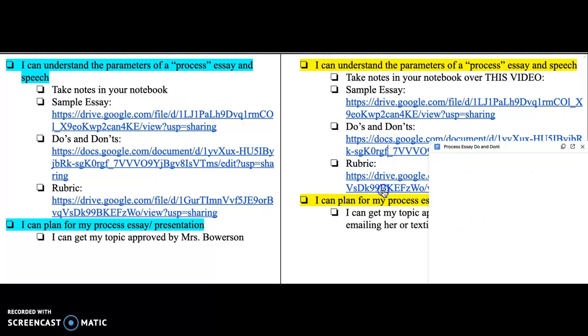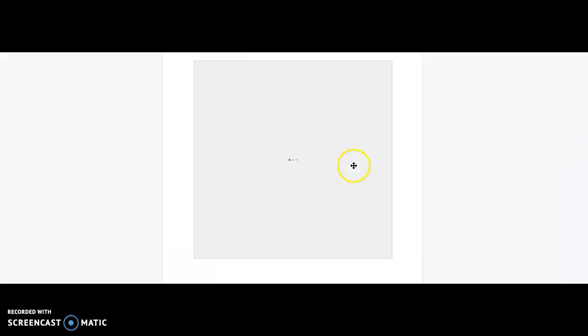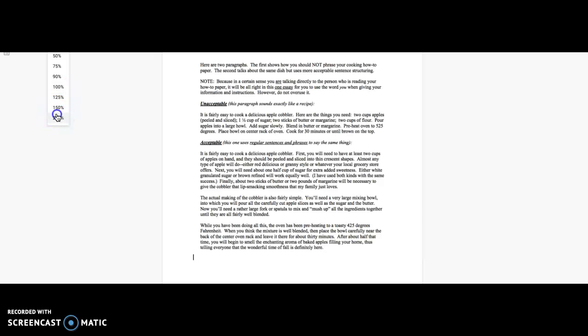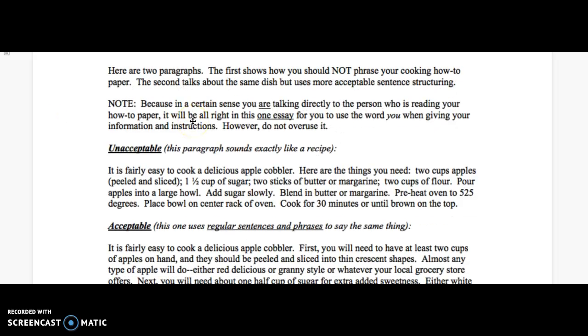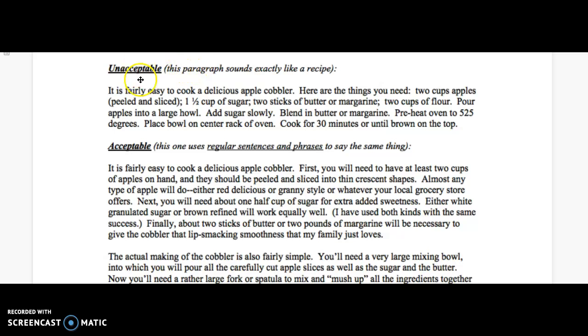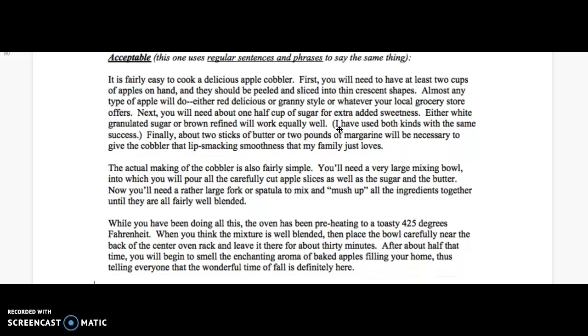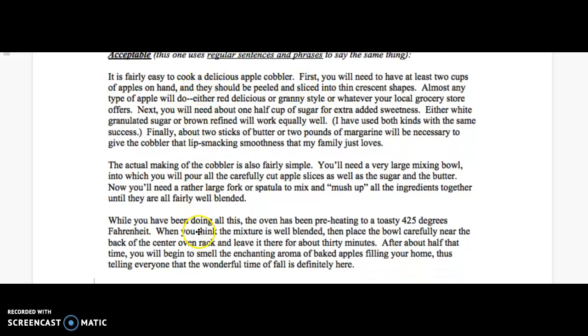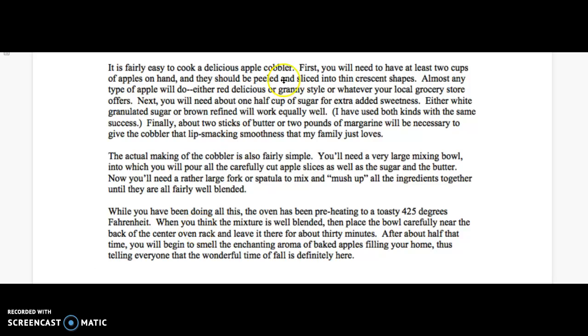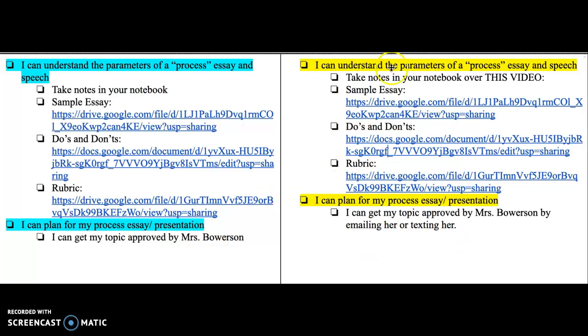I've also provided you with some do's and don'ts for process essay writing. As I make this bigger. Okay. Here is an unacceptable answer. This paragraph sounds like a recipe, and that's not what we're looking for. We're looking for regular sentences and phrases as if you're talking through this process. So you don't say here's what you need, and then cook for 30 minutes. You're actually writing out this in an entire format. Please review this do's and don'ts before writing yours as well.